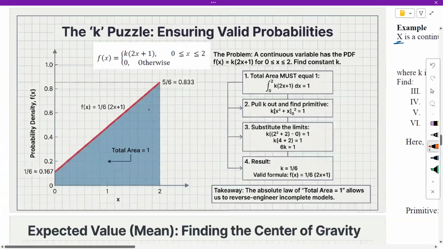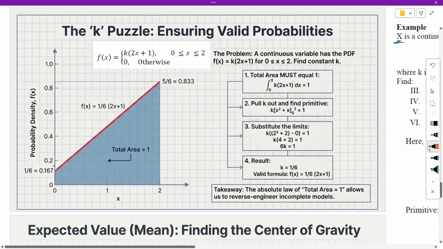If you draw this in a graph, it looks like this. You see the constant cuts the y-axis at 1 over 6. Now this is the function 1 over 6 times 2x plus 1. It ranges from 0 to 2, otherwise 0. The problem: the continuous variable has probability density function k times 2x plus 1 for 0 to 2. So we found k equals 1 over 6.